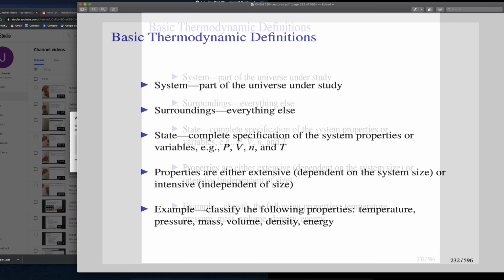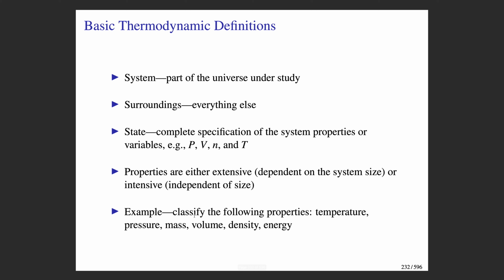In thermodynamics, we are interested in characterizing the state of the system. What the state of the system means is that you have a complete specification of the system's macroscopic properties. Sometimes we call these variables. For a gaseous system, for example, we would typically talk about pressure, volume, number of moles of gas, and the temperature of the gas. These are examples of system variables that we would be interested in knowing.